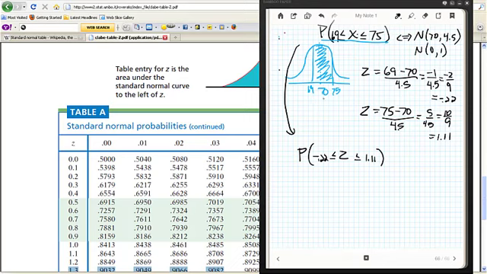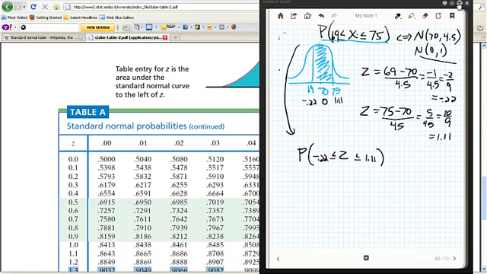By the way, before you do that, notice that this curve, which used to be the curve representing men's heights, because of the Z formula, we turned it into this one. So now 70 is 0, 75 is 1.11, and 69 is negative 0.22. Okay? All right, enjoy, and we'll do it together in just a second.